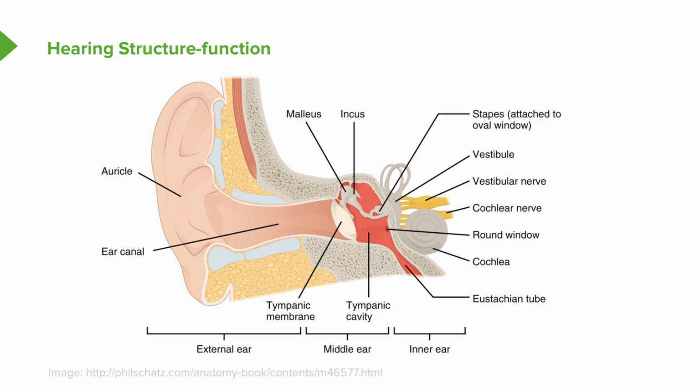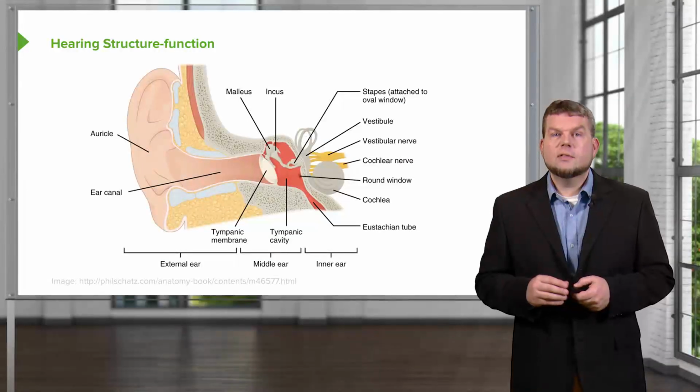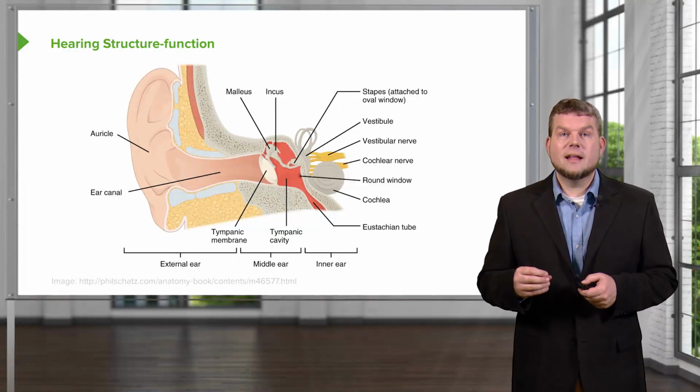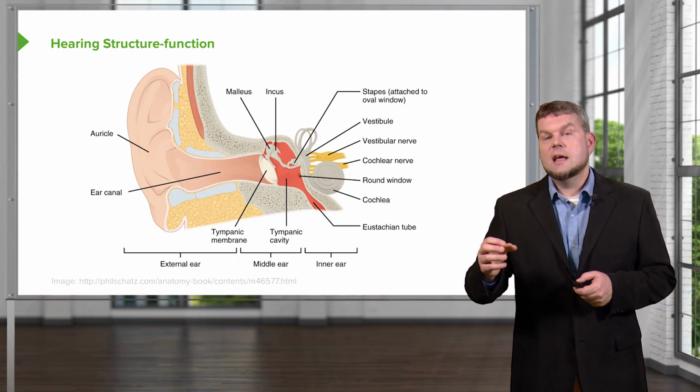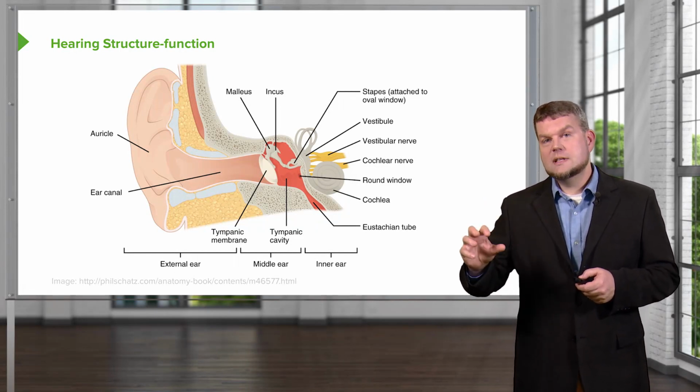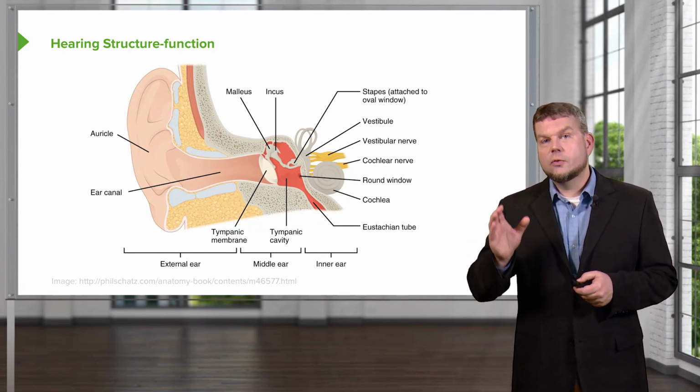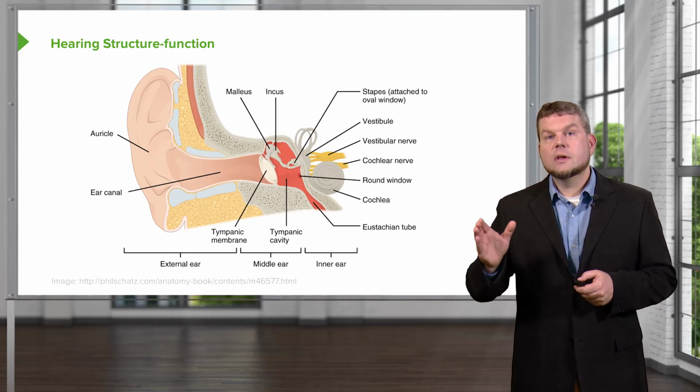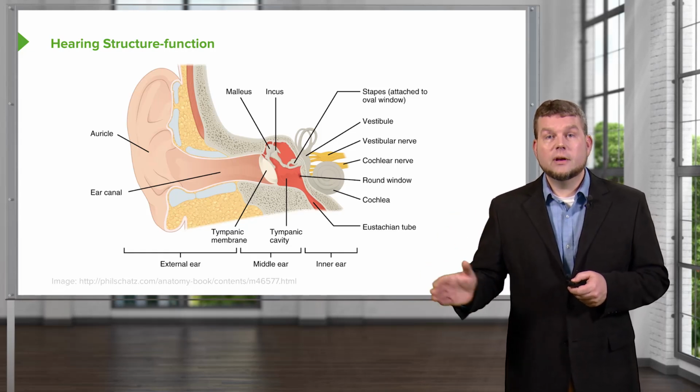What are some of the key structures? The key structures here involve things like the tympanic membrane, which is the first spot in which the ear can start amplifying the effects of the sound. You have three different bones, the malleus, incus, and stapes, that will help transduce that sound wave from the tympanic membrane to the oval window.